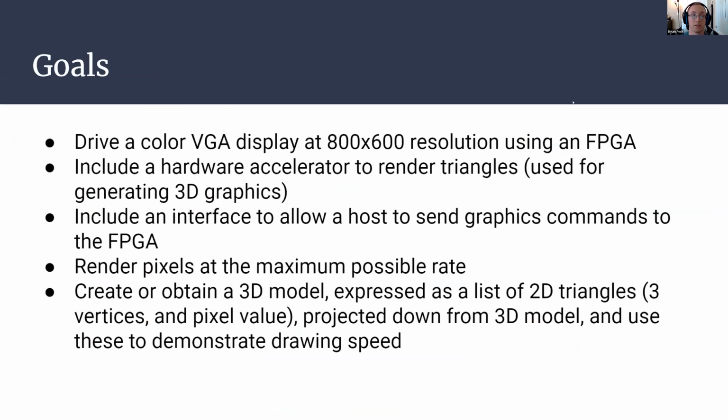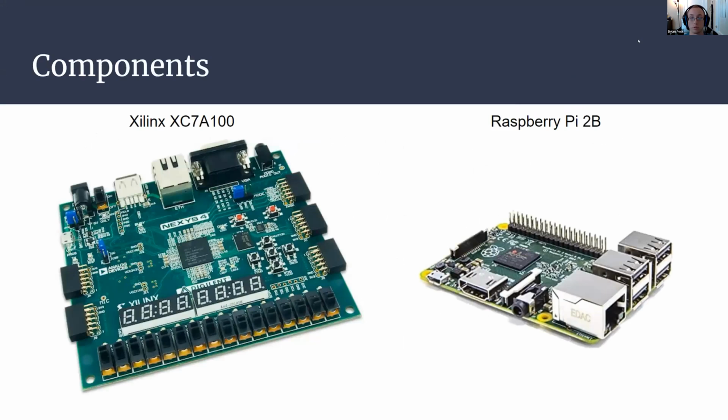So our goals for this semester were to drive a color VGA display at 800 by 600 resolution using an FPGA. We will include a hardware accelerator to render triangles, which is used for generating 3D graphics. We are going to include an interface to allow a host to send graphics commands to the FPGA, which in our case for our project is a Raspberry Pi. We are going to render pixels at the maximum possible rate, and we are going to create or obtain a 3D model expressed as a list of 2D triangles with 3 vertices and pixel values and projected down from 3D models and use these to demonstrate drawing speeds. So our components for our project consist of a Xilinx XC7A100 FPGA, as well as the Raspberry Pi 2B.